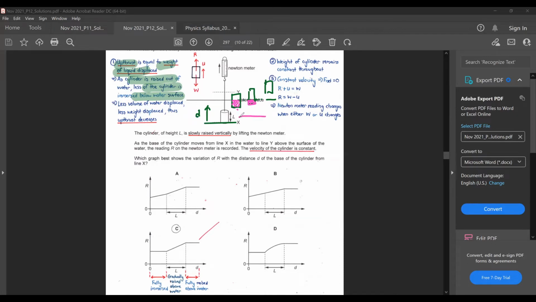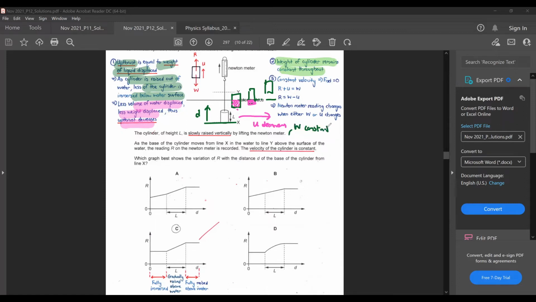So as you go like this, your upthrust decreases. Okay, that's why I say as your cylinder is raised out of the water, less of the cylinder is immersed below the water surface, less volume of water is displaced, you have less weight, therefore your upthrust will tend to decrease. But what you do know is this: as you keep raising your cylinder out, your weight would remain constant. Okay, so as you keep raising it up, your upthrust decreases, but your weight is constant.